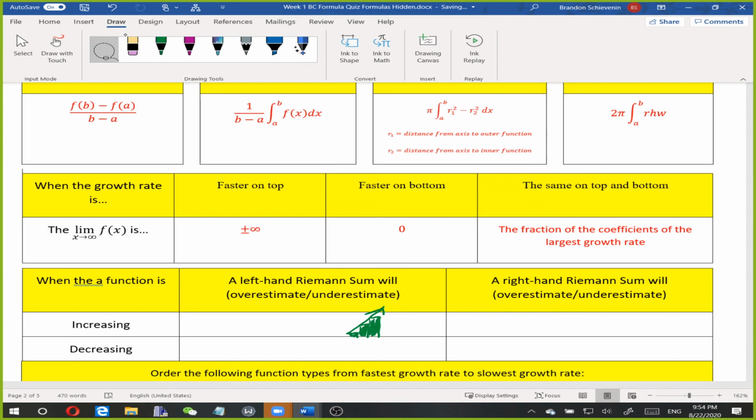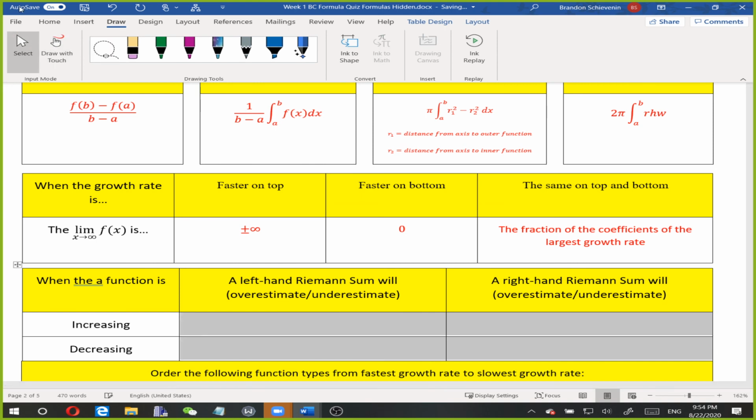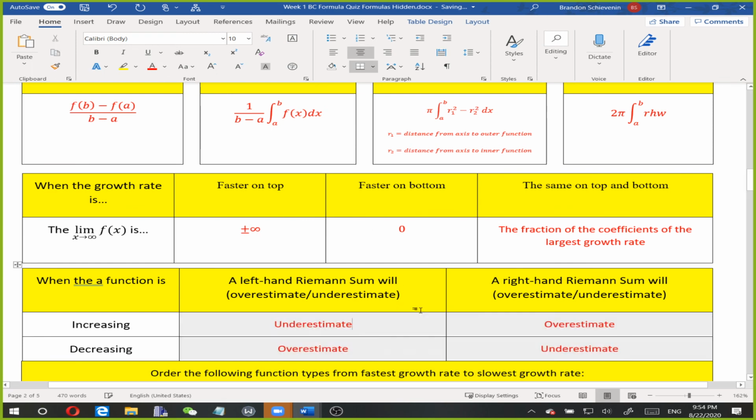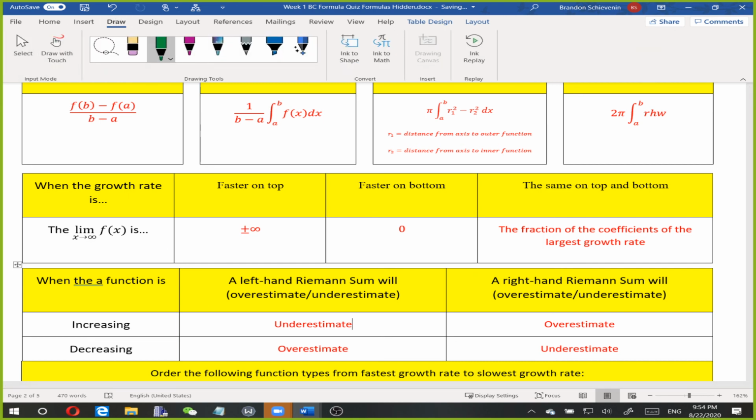Okay, really all 4 of these blanks that I'm filling in are the same question, just asked different ways. So I'm going to go ahead and flash answers here. We're going to underestimate as long as we are increasing with a left-hand Riemann sum, but we'll overestimate as long as we are decreasing with a left-hand Riemann sum, which I'll show again. If I'm decreasing, I'm going to use a left-hand Riemann sum, so getting my heights from the left, then I will overestimate. But if I'm increasing, then I would underestimate.